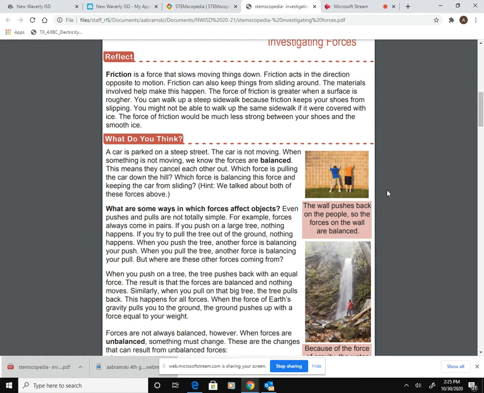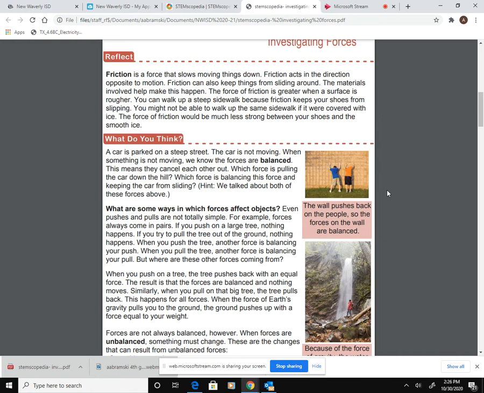So we're going to reflect. Friction, which is another vocabulary word, is a force that slows moving things down. Friction acts in the direction opposite to motion. Friction can also keep things from sliding around. The materials involved help make this happen. The force of friction is greater when a surface is rougher.